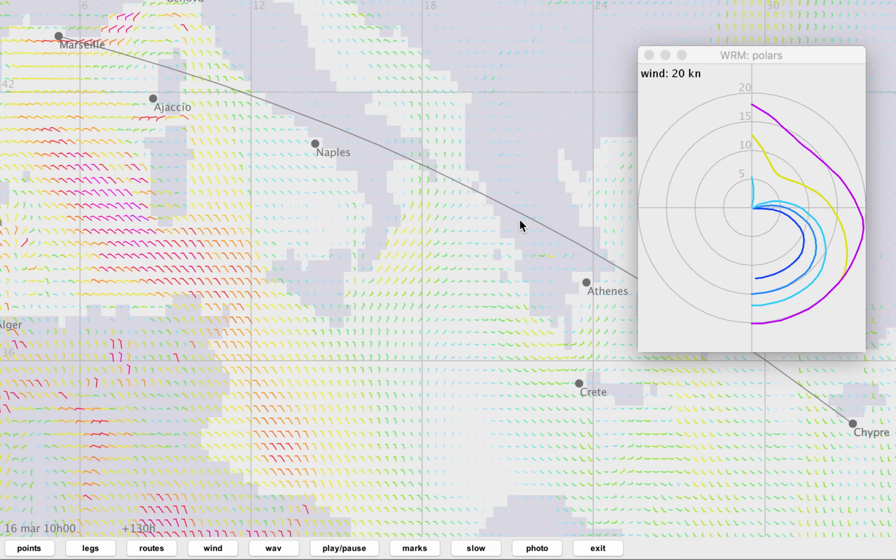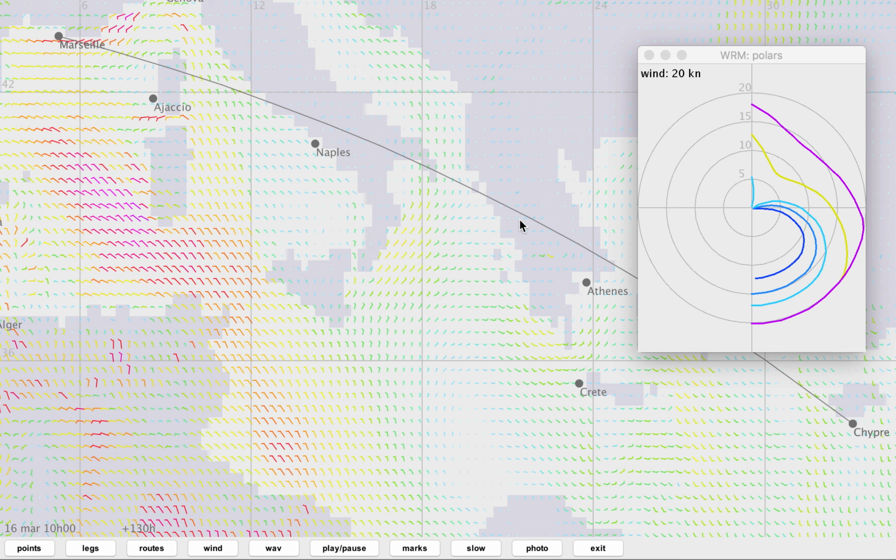Hello, this video shows WRM running on an example. WRM is an algorithm for ship weather routing. It searches an optimized route for a ship to go from a point to another within a given time period, taking into account the effect of environmental factors on the progression of the ship. These factors are the wind and the waves.